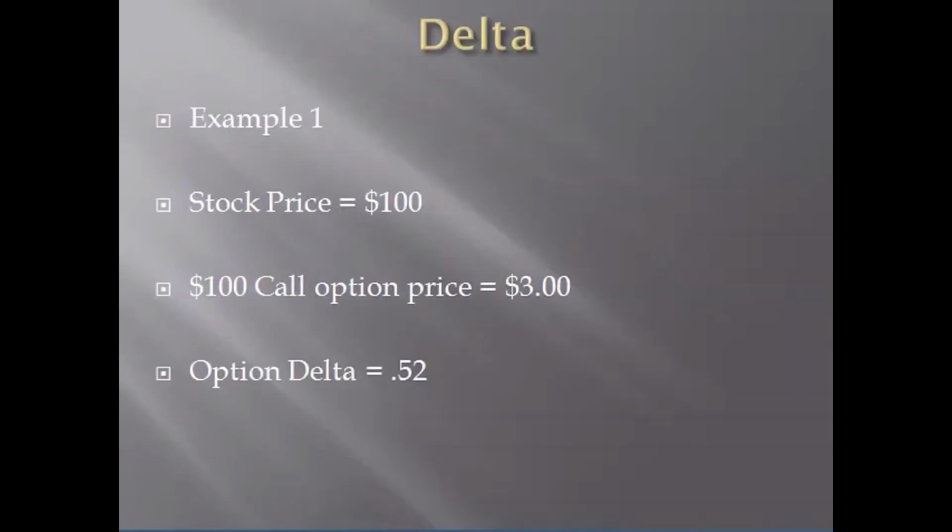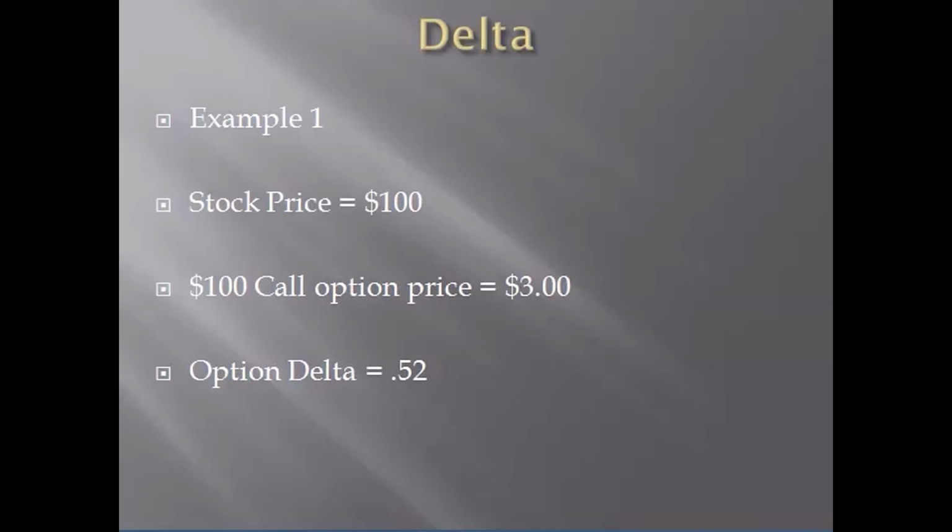So let's use that as an example. Example number 1 here, we're going to use a stock price of $100. We're going to use the $100 call option price of $3. Okay, so that $100 call option is trading for $3 when the stock is at 100 bucks. Now, the option delta of this actual call option is 52 cents.